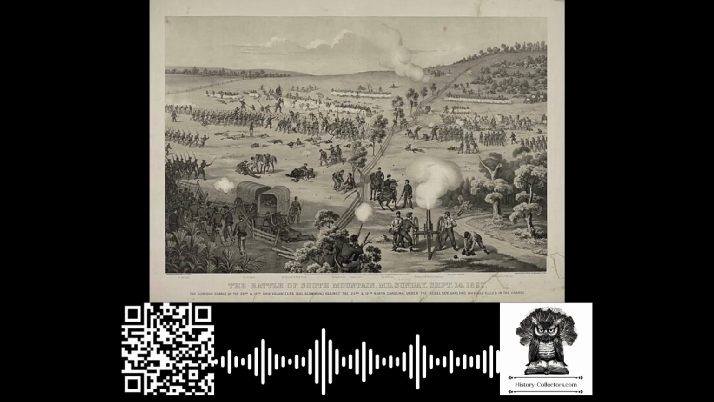South Mountain also held symbolic value. Maryland was a border state with divided loyalties, and the battle occurred on its soil. A Union victory helped deter secessionist sentiment within the state and reinforced Union control. Furthermore, the battle demonstrated the resolve of Union forces to defend Northern territory against Confederate incursions.